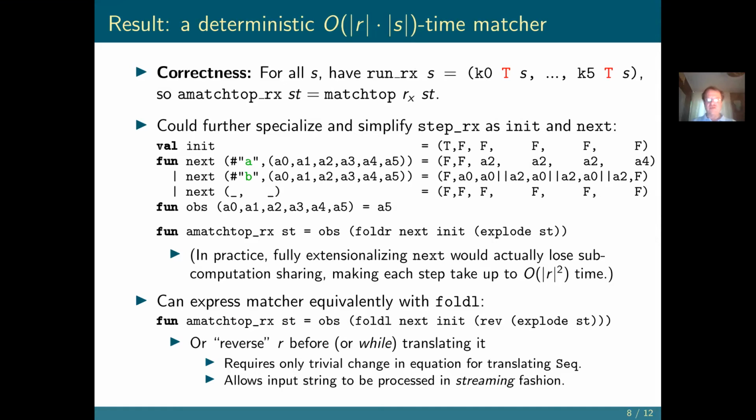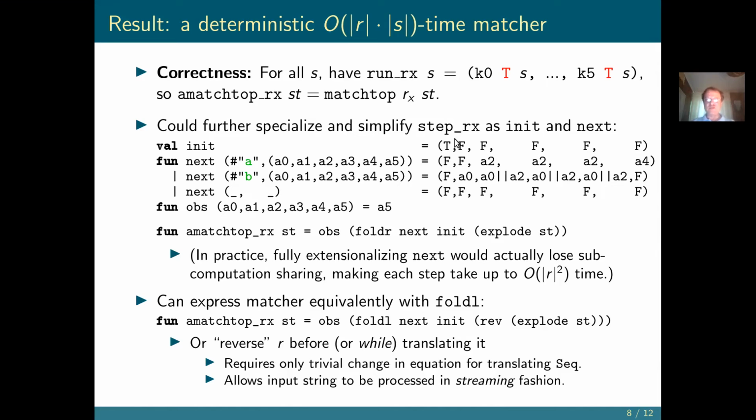Okay, so now we have a deterministic matcher that actually runs in reasonable time. And to show it correct, we just have to show the property from the previous slide. That is, that run indeed in one go computes the result of all the 6 continuations as if they were tupled up. And once we have that, well, we are essentially done.